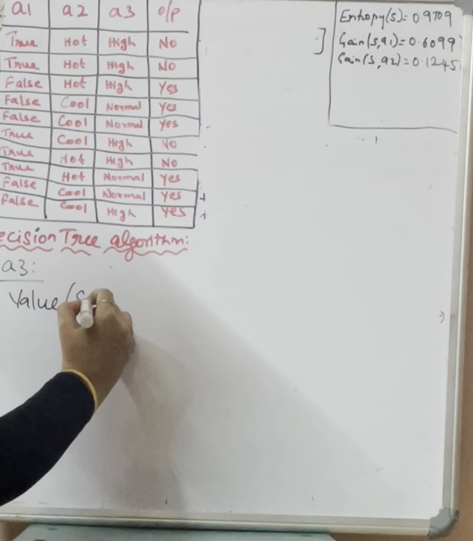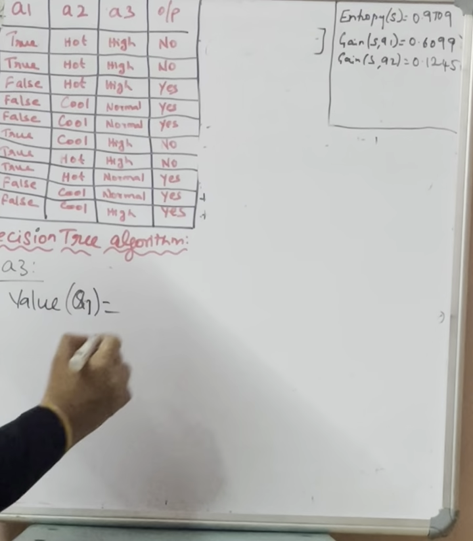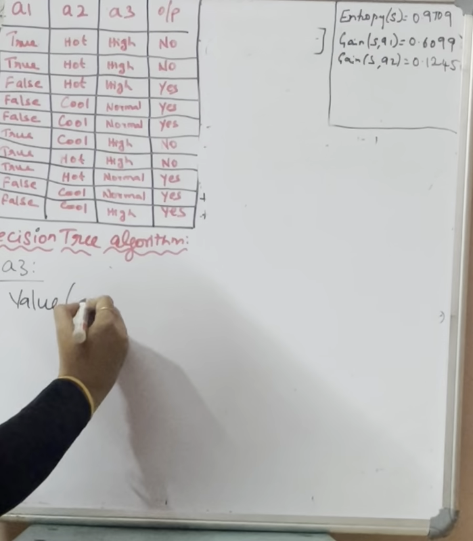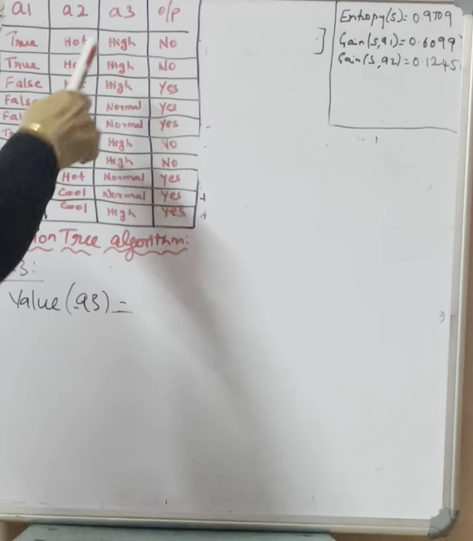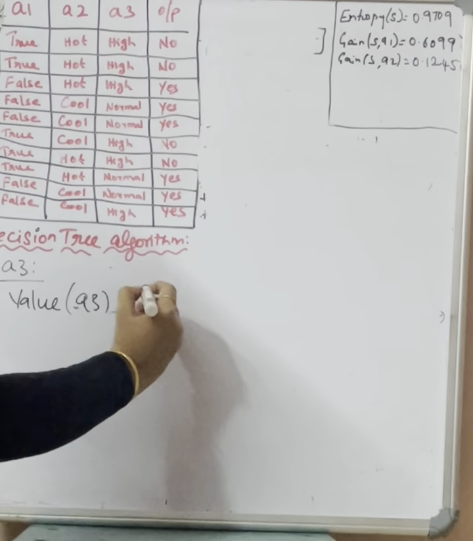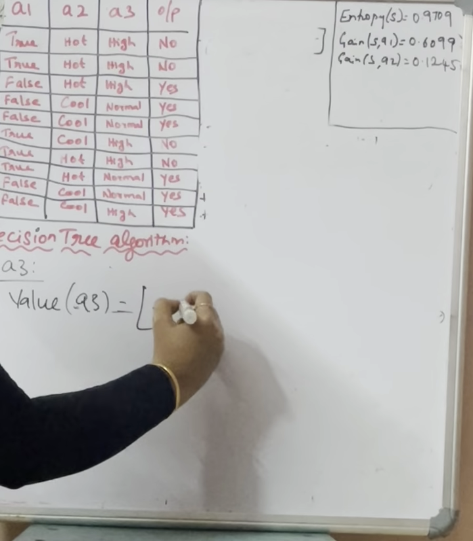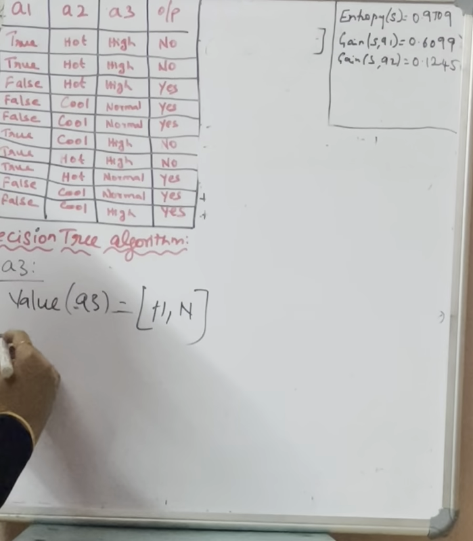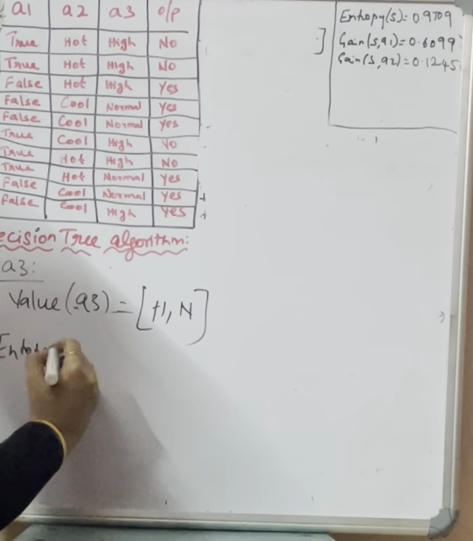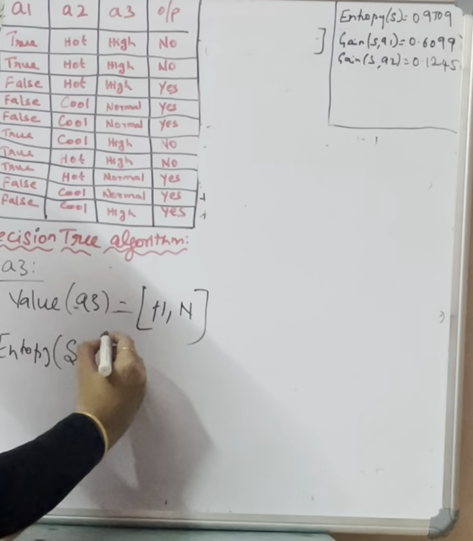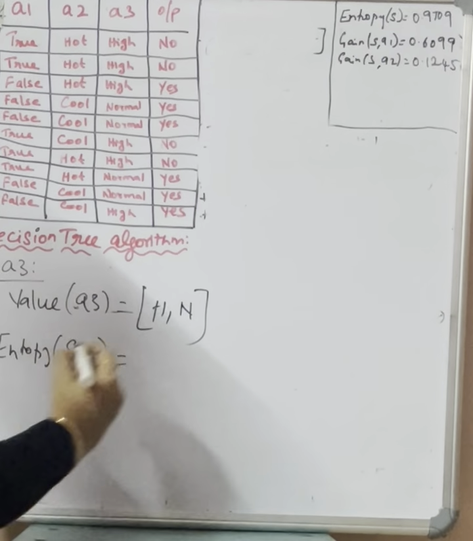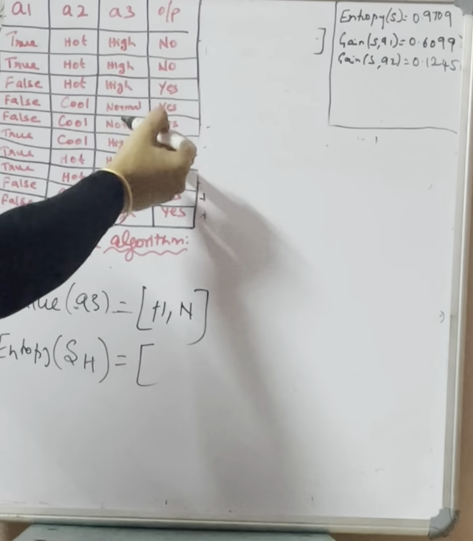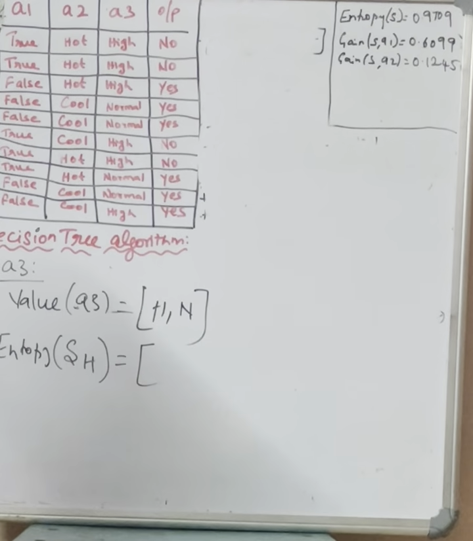So value of A3, right? What are the values we have for A3? So values of A3. So we have high and normal. These two are values. So let us find entropy of the high. So how many values we have in high? 1, 2, 3, 4, 5, 6. Totally we have 6 values.